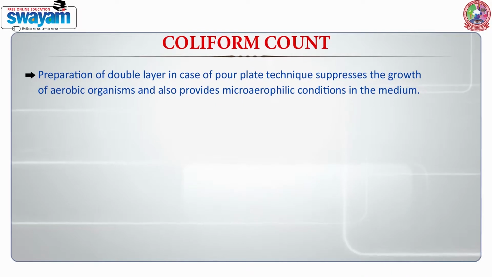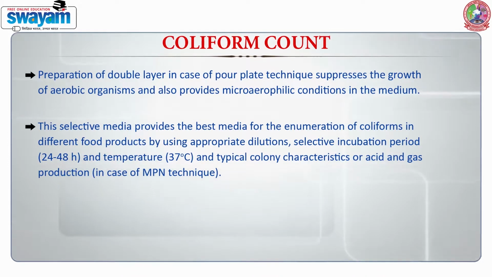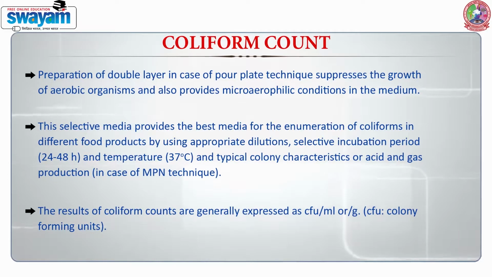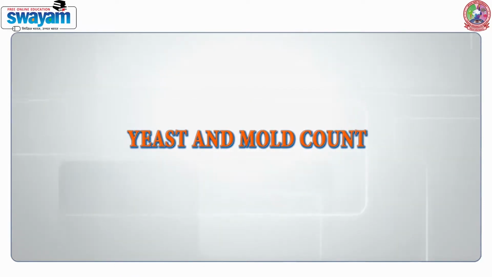Preparation of a double layer in the case of the pour plate technique suppresses the growth of aerobic organisms and also provides microaerophilic conditions in the medium. This selective medium provides the best medium for the enumeration of coliforms in different food products by using appropriate dilutions. Selective incubation period is 24 to 48 hours at a temperature of 37 degrees Celsius, with typical colony characteristics or acid or gas production. The results of coliform counts are generally expressed as CFU per ml or CFU per gram.